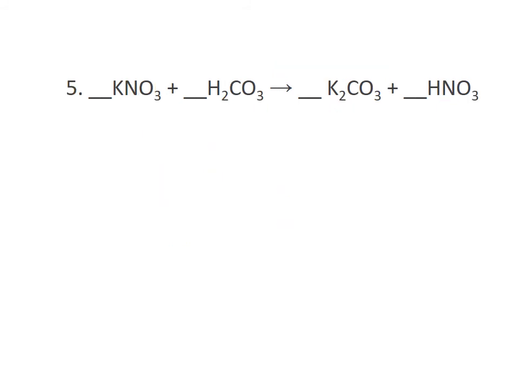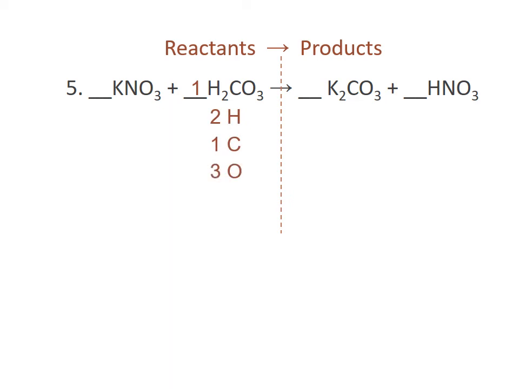Example 5. Start by writing reactants and products and a line that separates the two. I'm going to put a 1 in front of the H2CO3. That gives me 2 hydrogen, 1 carbon, and 3 oxygen. I can start by balancing out the hydrogen. Since I have 2 on the left, I will require 2 hydrogen on the right-hand side. To get 2 hydrogen, I will place 2 in front of the HNO3. That will then give me 2 nitrogen and 6 oxygen.